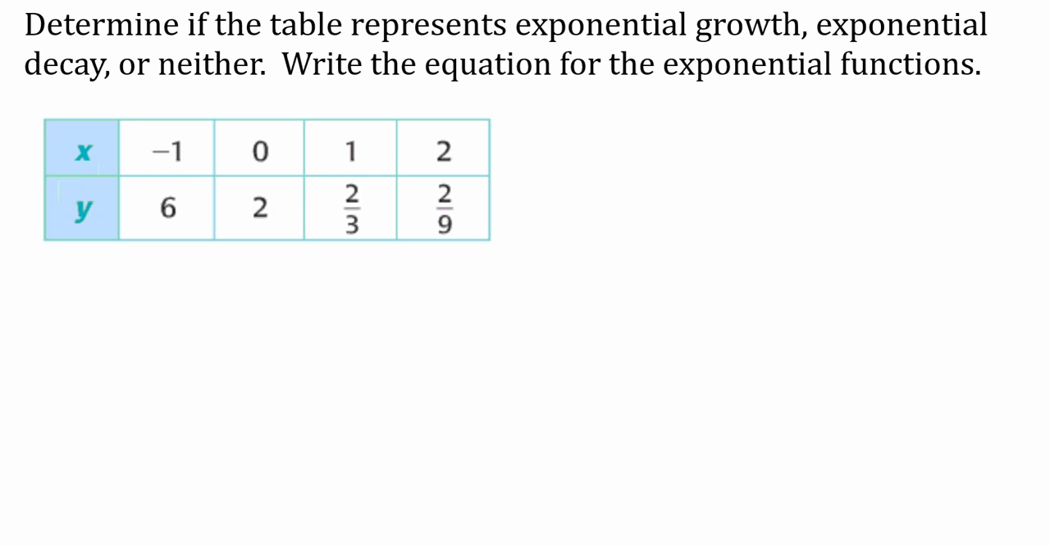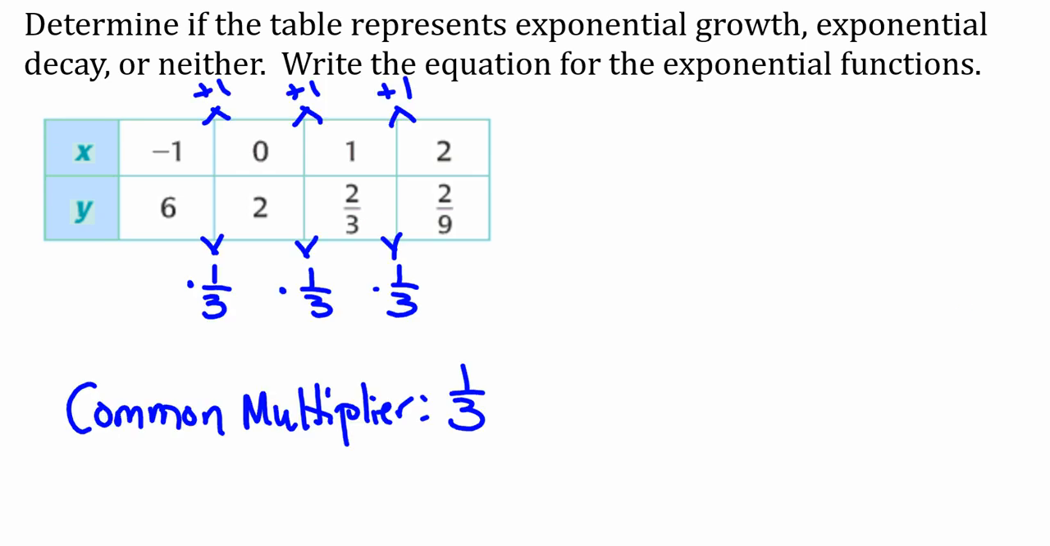Here's another equation. Let's see if we can write the equation from the table. We've got the table. Let's write the equation to represent it. So again, the inputs are going up by 1, so that's good for us. Now look at the outputs: 6, 2, 2/3, 2/9. Do we have a constant rate of change or a multiplier? In this case, we have a multiplier. Taking the current divided by the previous, we can see that our multiplier is 1/3.